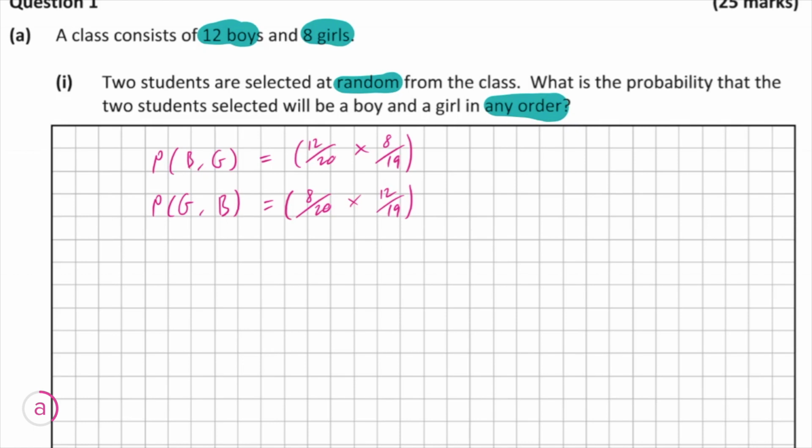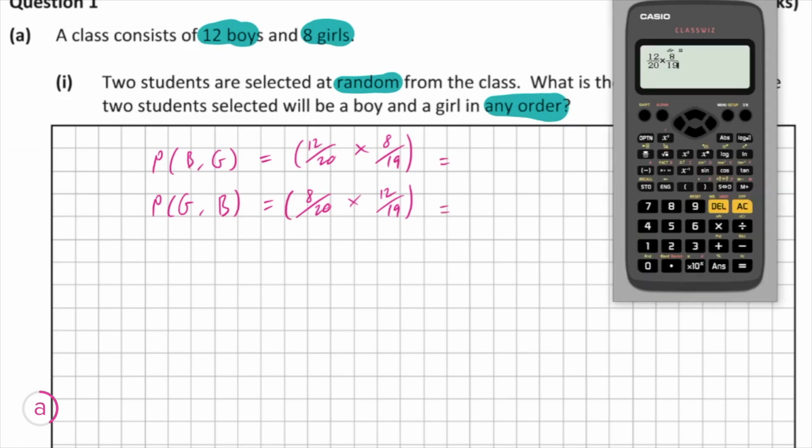So all that's left to do now is simplify these 2 probabilities and then add them together. When we put 12 over 20 multiplied by 8 over 19 on the calculator, we get 24 over 95. And now putting 8 over 20 times 12 over 19 on the calculator, we just get the same thing, 24 over 95. This is kind of obvious if you look at the fact that the top numbers and the bottom numbers are both the same, just multiplied in different orders.